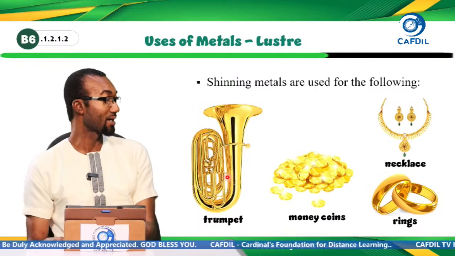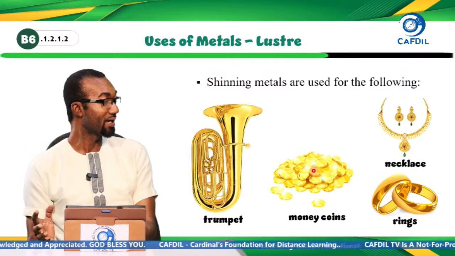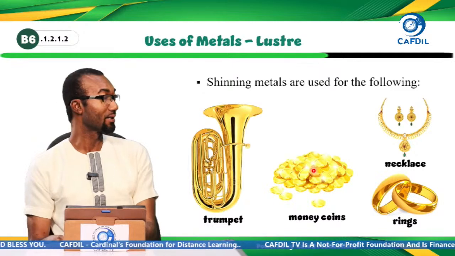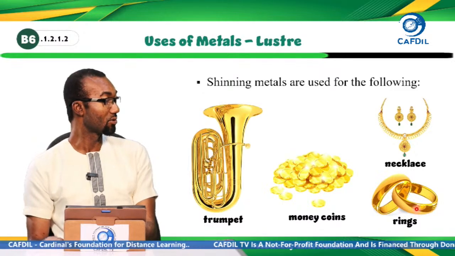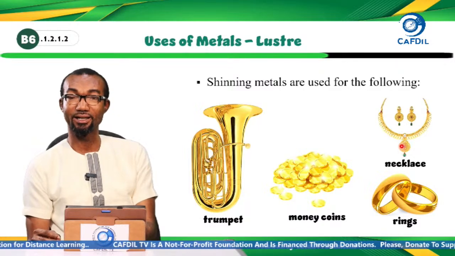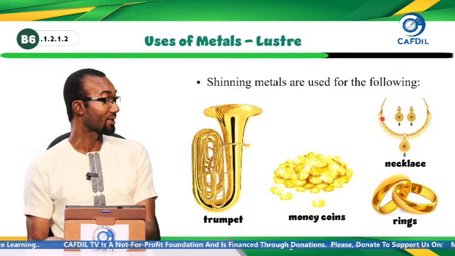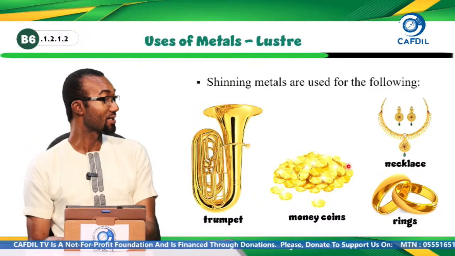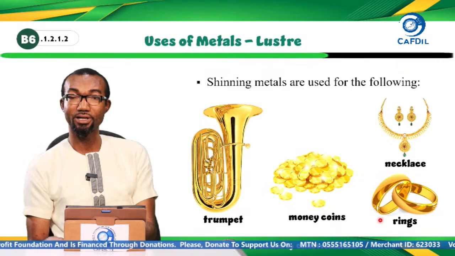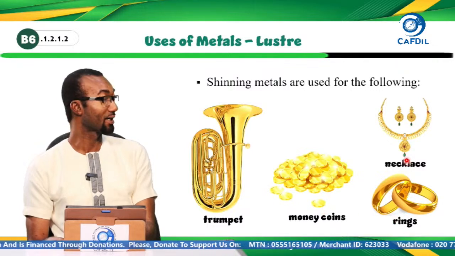See that they are very shiny. We can use it to make money coins. See that when you get new coins, they are very shiny and beautiful. We can use it to make rings and necklaces, because they are shiny and attractive. These are some of the things that we can use shiny metals for: trumpets, money coins, rings, and necklaces.